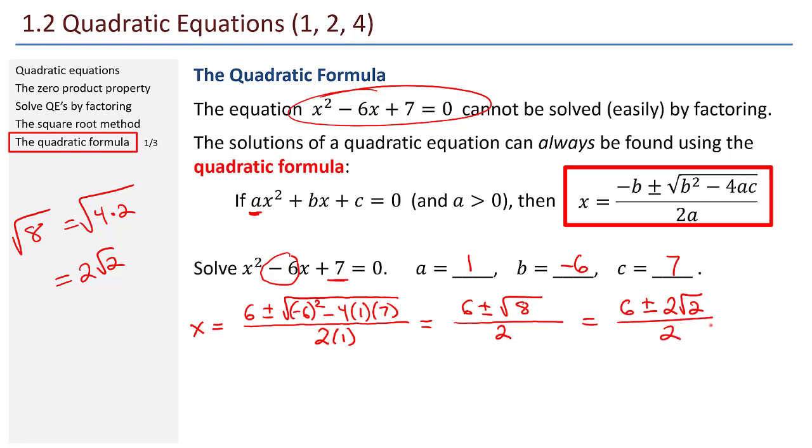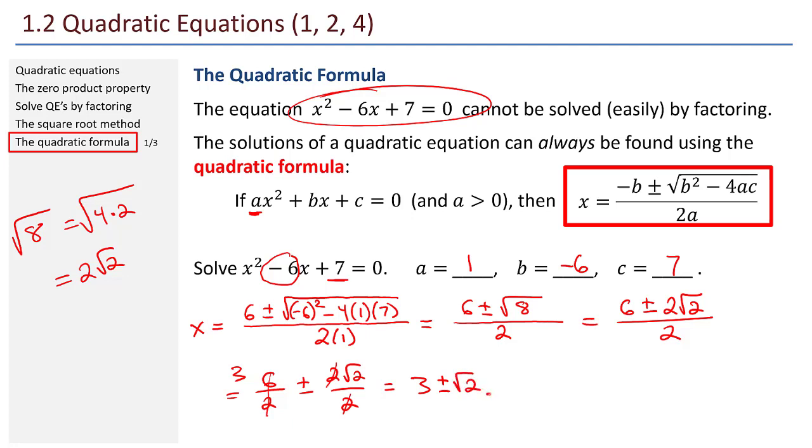Let's split this into the sum and difference of two fractions. So this becomes 6 over 2 plus or minus 2 root 2 over 2. And there's some simplification I can do. 6 over 2, well, that's just 3. 6 divided by 2 is 3. And on the right fraction, the 2's cancel. And we get 3 plus or minus root 2.